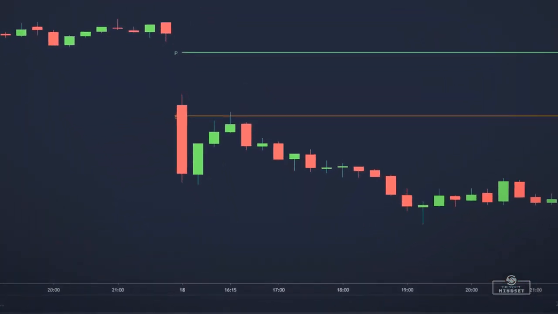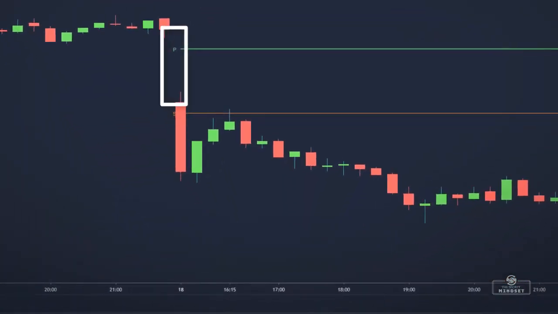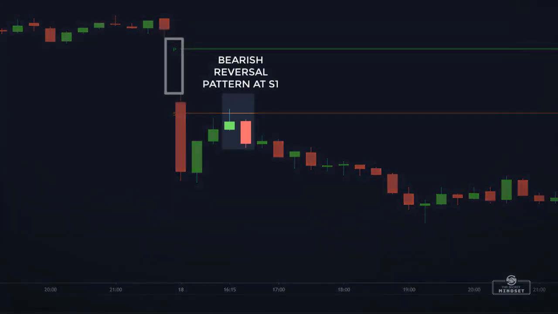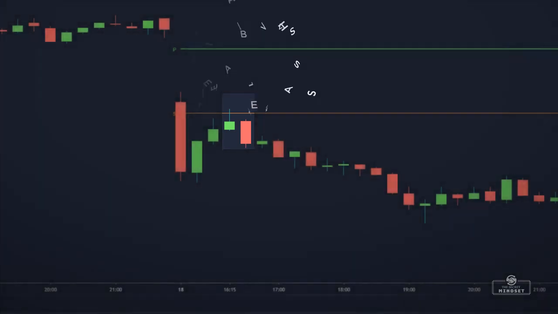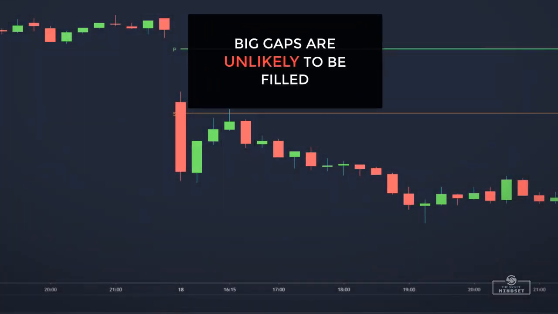And here we have a big down gap on the Facebook stock. The price found resistance at the S1 pivot point and continued its downward direction for the rest of the day. So, when we have big gaps, the likelihood of getting filled is low.